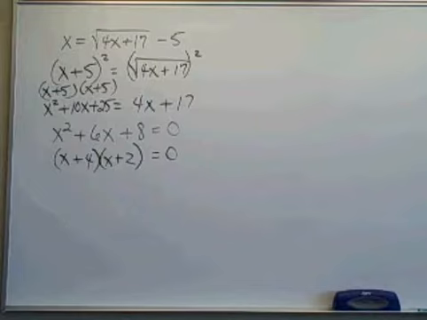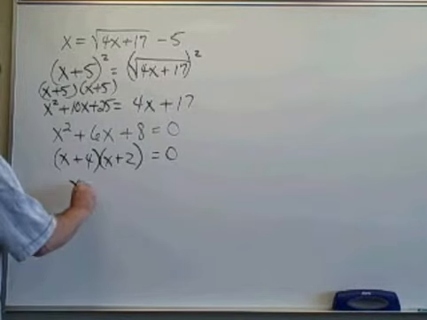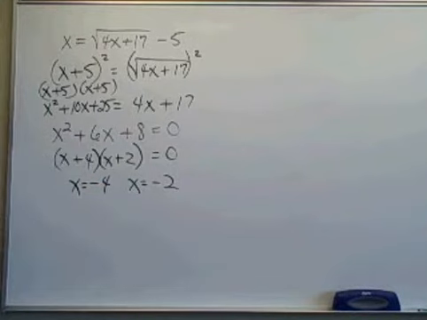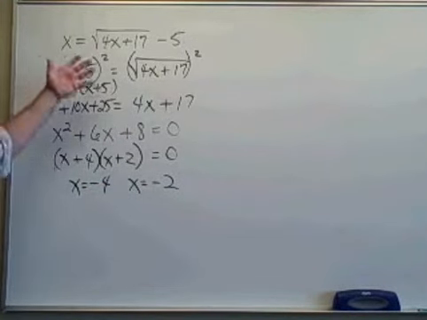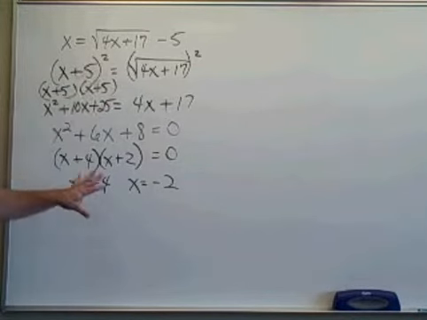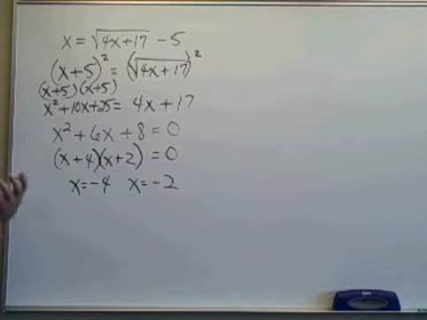And now we know our two solutions to the equation are x equals negative 4, x equals negative 2. This again was a radical equation. We need to check these solutions in the original equation to make sure they work. They may not work. If they don't work, we have to throw them out and say that that equation has no solution.